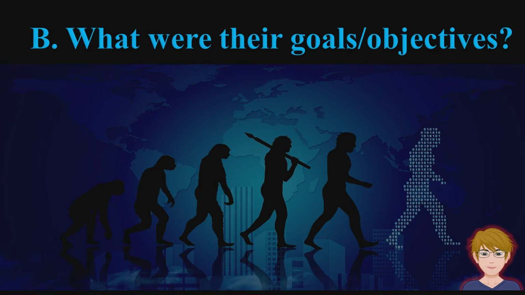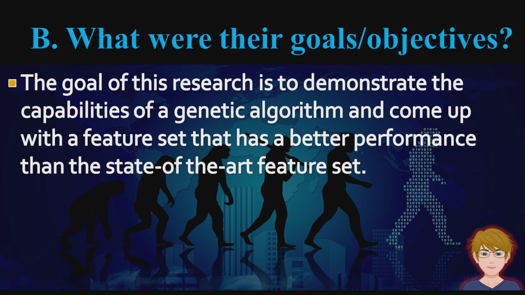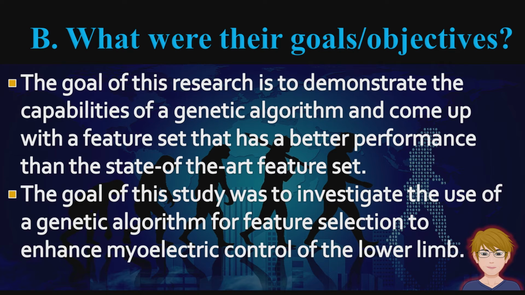So letter B, what were their goals or objectives? First, the goal of this research is to demonstrate the capabilities of a genetic algorithm and come up with a feature set that has a better performance than the state-of-the-art feature set. The second goal of the study was to investigate the use of a genetic algorithm for feature selection to enhance myoelectric control of the lower limb. So they examine the control of the lower limb of the body.